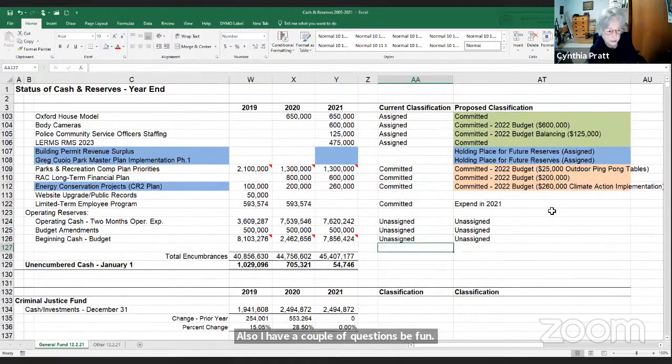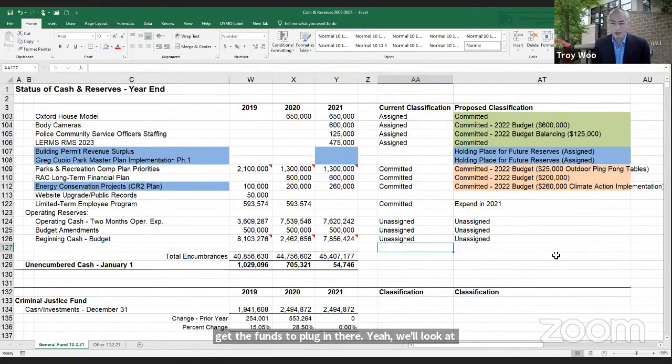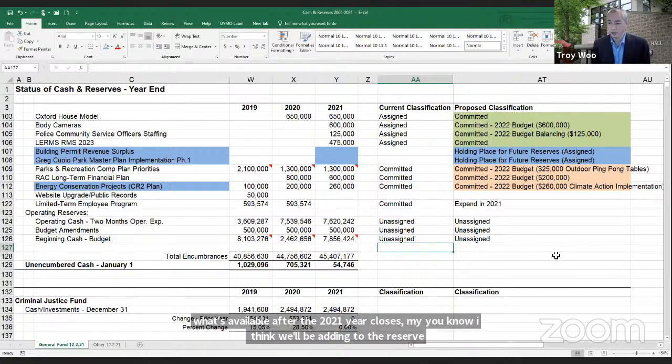So one, where do you think the funds will come from for the Greg Cuyo master plan? My assumption is as we get assigned something and utilize that, then that won't be plugged in. I'm just saying, since it's blank, where do we get the funds to plug in there? Yeah, we'll look at what's available after the 2021 year closes. I think we'll be adding to the reserve. It's just a matter of how much.